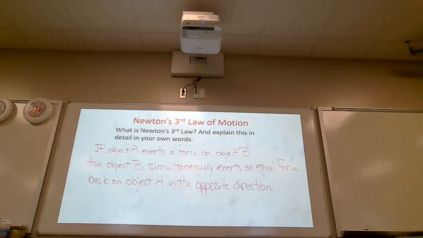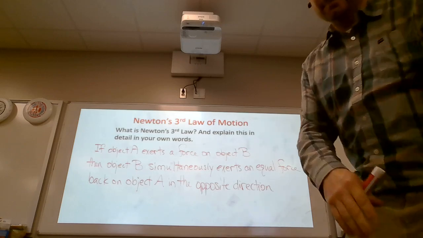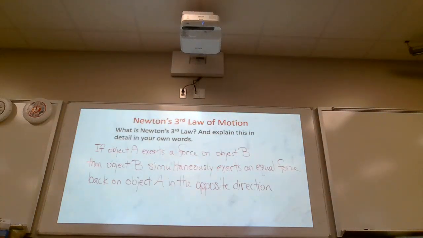If object A exerts a force on object B, and object B simultaneously exerts an equal force back on object A in the opposite direction.